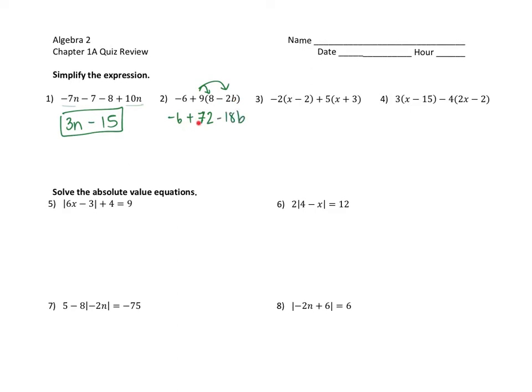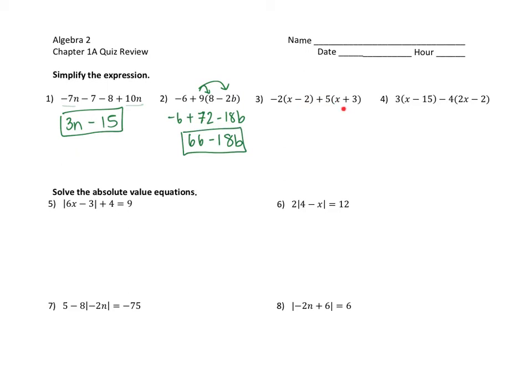And then we look again to see what terms we can combine. These both are numbers, so we can combine these two. -6 plus 72, they're opposite signs, so we need to subtract the 6 from the 72 to give us 66. And so we have 66 minus 18b. And that's our final answer because we can't combine any further.